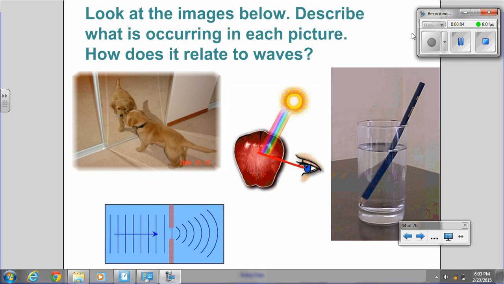Hello class. Today we are continuing our discussion on waves. In this particular lesson we are going to focus more on the behavior of waves. Look at the pictures that are shown here on this slide. And I want you to just think for a moment, how do you think these pictures relate to waves?